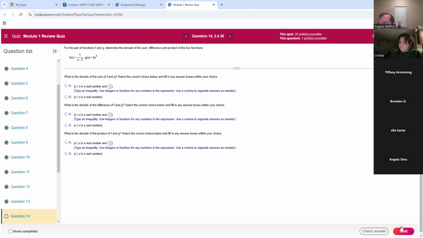Y'all, this one looks big, but listen. Whatever answer you get for the sum is going to be the same answer you get for the difference, which will be the same answer that you get for the product. Every one of these had the same answer when y'all did these problems. My only question is this. If I was to add these two functions, are there any numbers that I got to kick out of my domain?